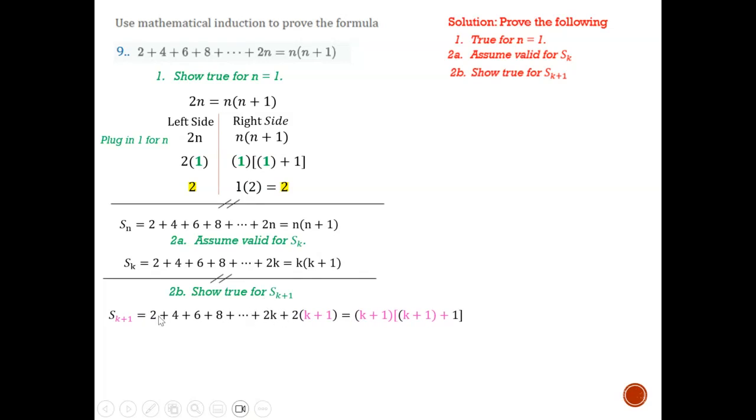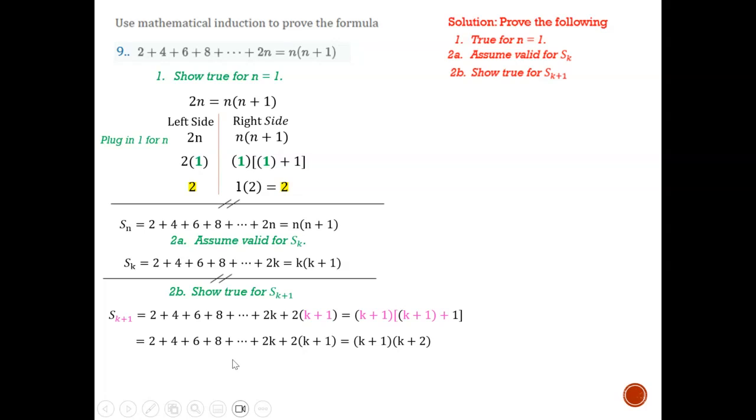You see, guys, all this from 2 all the way to 2k is my left side right now. Then this is proving that my next term is also going to be in there, the k plus 1. So on the left side, you add k plus 1. So I have to add k plus 1 also on the right side. So instead of k, I'm going to put k plus 1. We have k plus 1, I'm going to put k plus 1 and then plus 1. So on the right side, it's going to give us (k plus 1)(k plus 2).